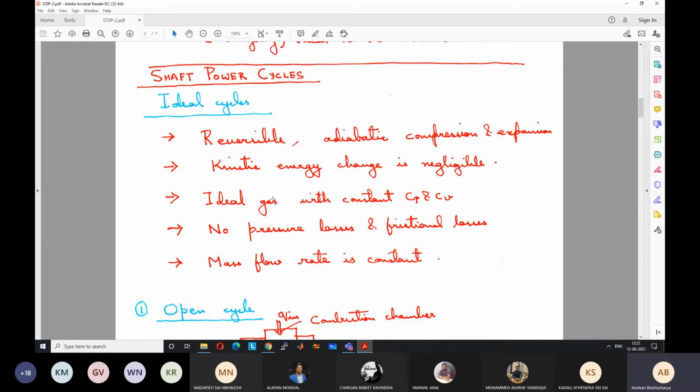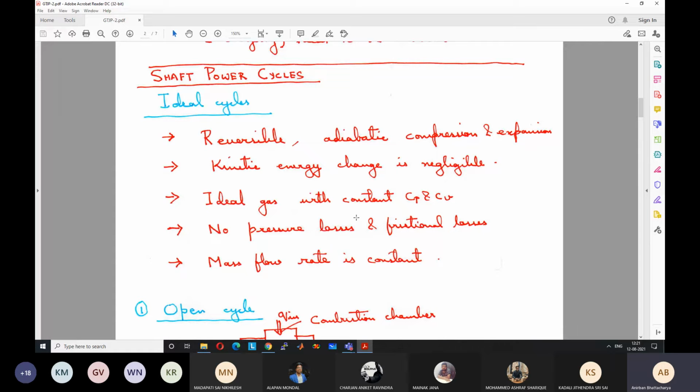Then another major assumption is that there are no pressure losses and frictional losses. We have already assumed that there are no frictional losses in the fluid in the compression and expansion because we have assumed isentropic processes. But there are also no additional pressure losses in the combustion chamber, due to friction or due to turbulence mixing. In real life, there will be around 3 to 4% pressure decrease in the combustion chamber.